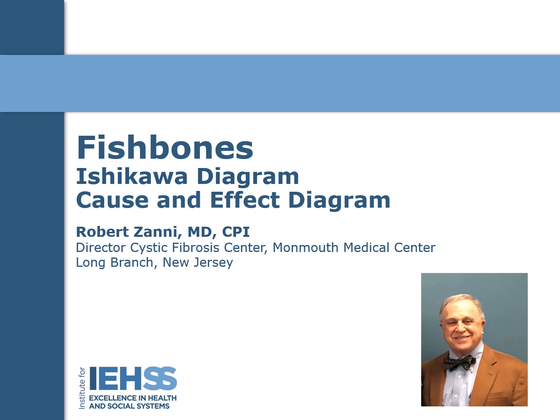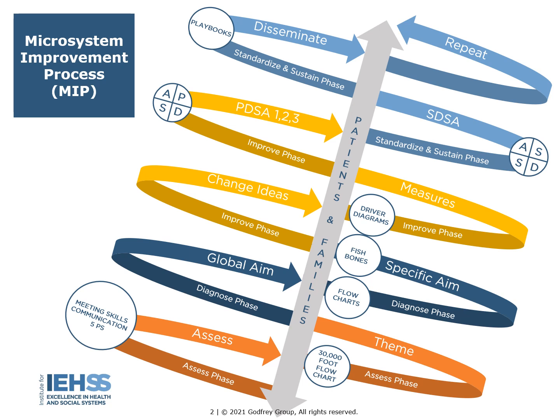In this module, I will discuss an important quality improvement tool, the Fishbone Diagram. It is also known as an Ishikawa diagram and cause and effect diagram. We continue to travel through the microsystem improvement process spiral.